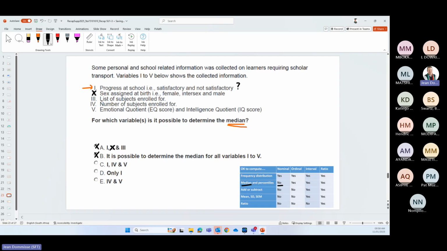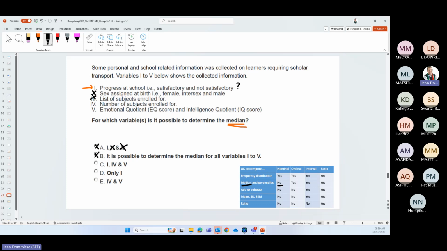Okay, so let's then look at list of subjects enrolled for. So you've got a list of subjects that you are enrolled for. So again, it's nominal because you are enrolled for stats, eco, financial stuff. So that's just a list. I don't know anything else about it. There's no order. It's just nominal. So 3 is also not part of it. Okay, there's no 3 that I can cancel out here.